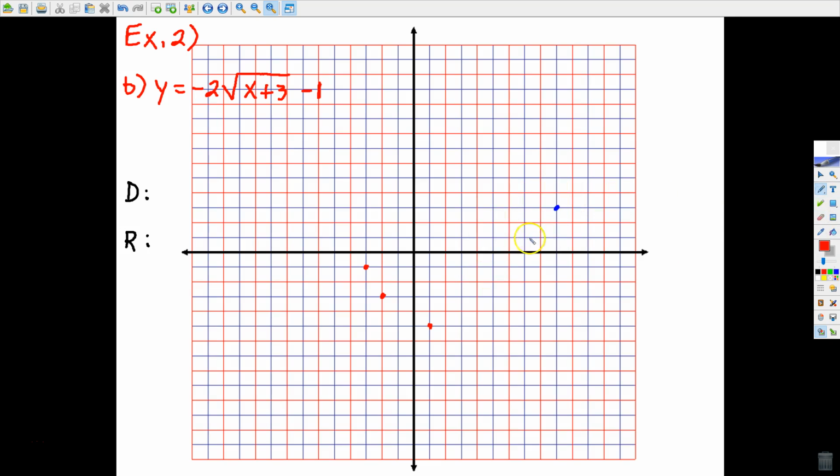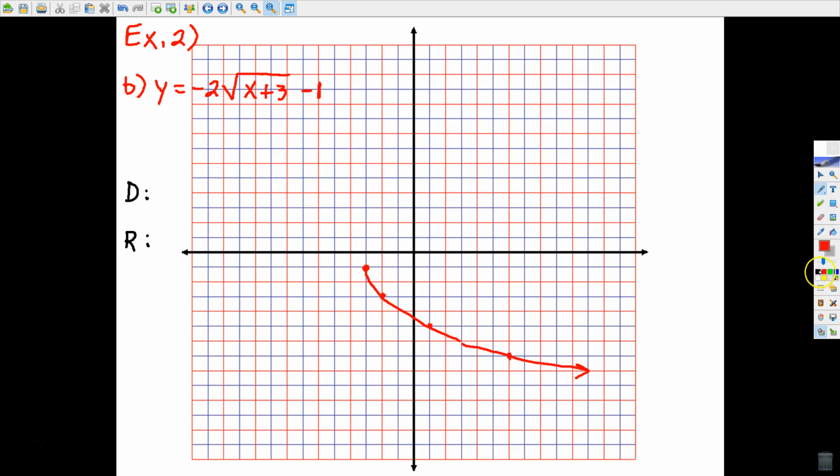And I got one more. This is 9, 3 on the parent. But when you multiply by negative 2, you're going to get 9, negative 6. Okay, just negative 2 times the y. And now let's do the shift. 3 to the left, 1 down. And those 4 red dots represent the transformed, translated parent. And that's your final answer.